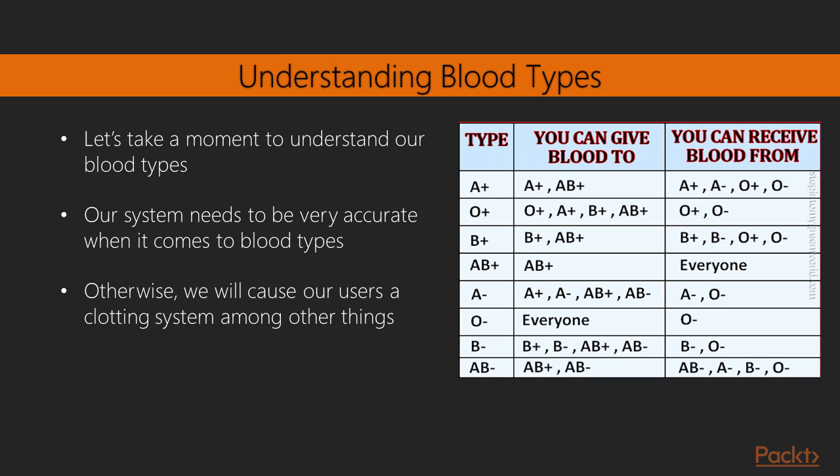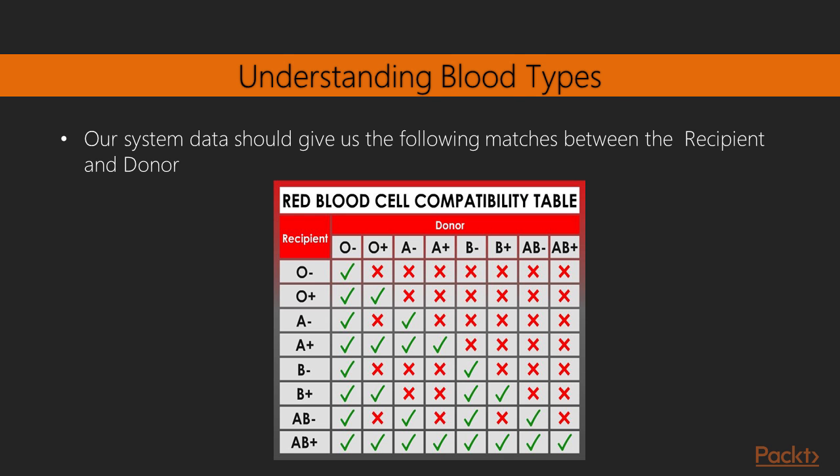We shall also go ahead and understand the blood types that are available. This is to avoid a clotting system, among others. To start with, you will have to understand the different types of blood, that is A+, O+, B+, AB+, and the minuses of these blood types. We shall also have to understand who can be a donor and who can be a recipient, at what stage.